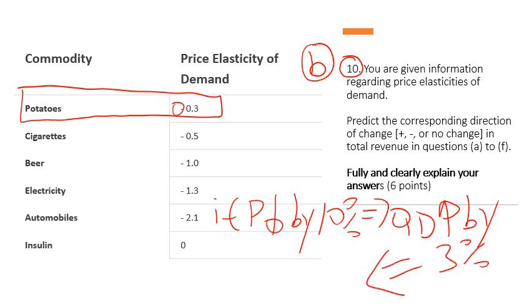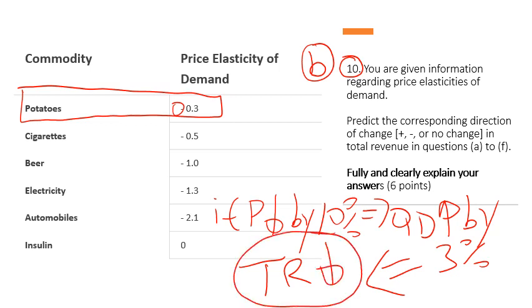So the question for us again is, what happens to total revenue? Well, price goes down by 10, but quantity goes up by 3. Which is the stronger effect? It's the price effect. So total revenues will go down. That's the answer. Total revenues go down in B.